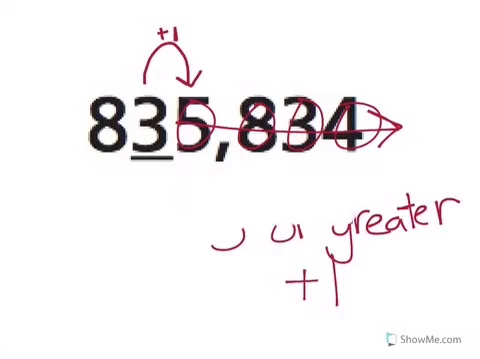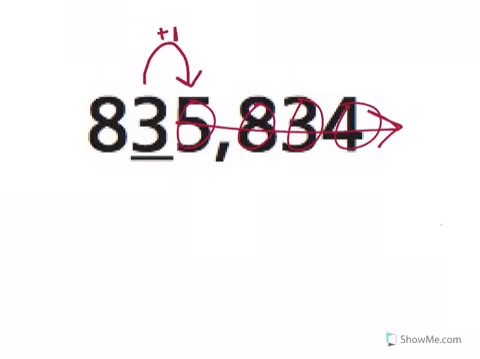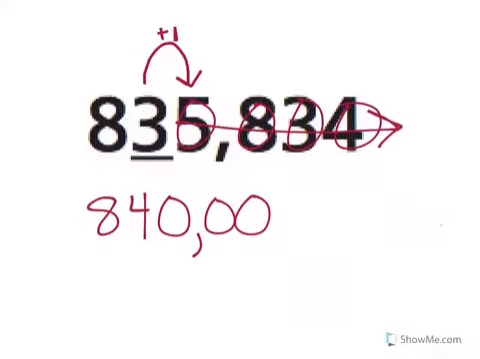So if I was to round this number, it would become 8, 4, 0, 0, 0, 0. I have rounded to the underlined place value, which is the 10,000s place. It is now 840,000.